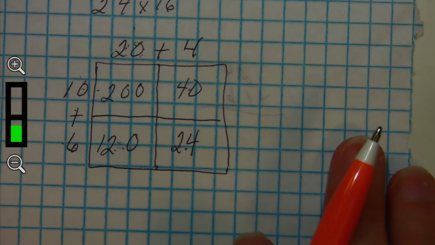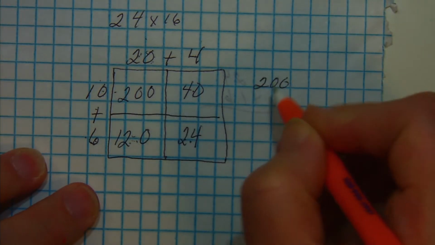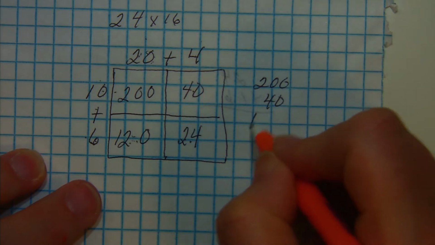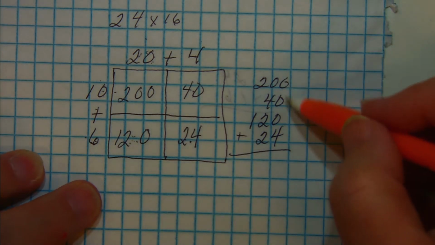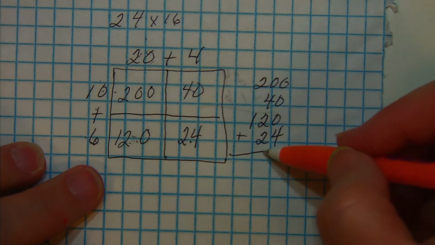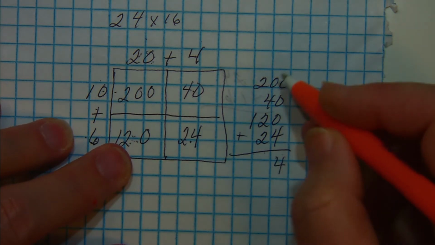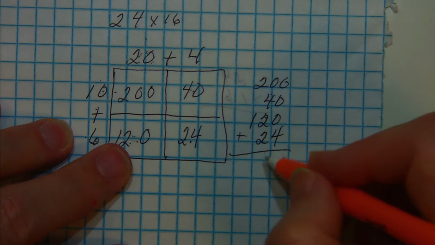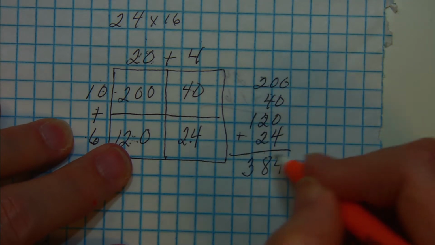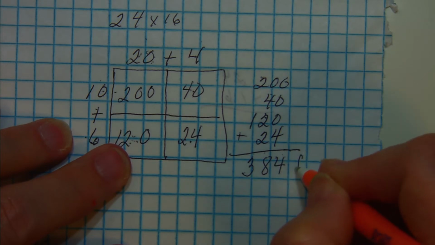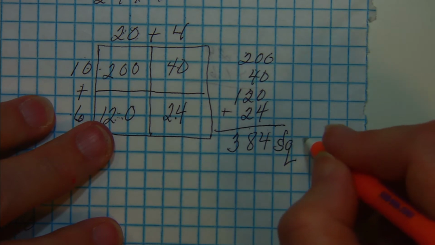Now I have to add each of the numbers in the boxes. 240, 120, and 24. And remember, lovies, don't forget to line up your ones place columns, your tens place columns, and your hundreds place columns. So 4 here, 4 plus 2 is 6, 6 plus 2 is 8. And no regroup, and 2 plus 1 is 3. So this is the area of the large rectangle, 384 square feet.